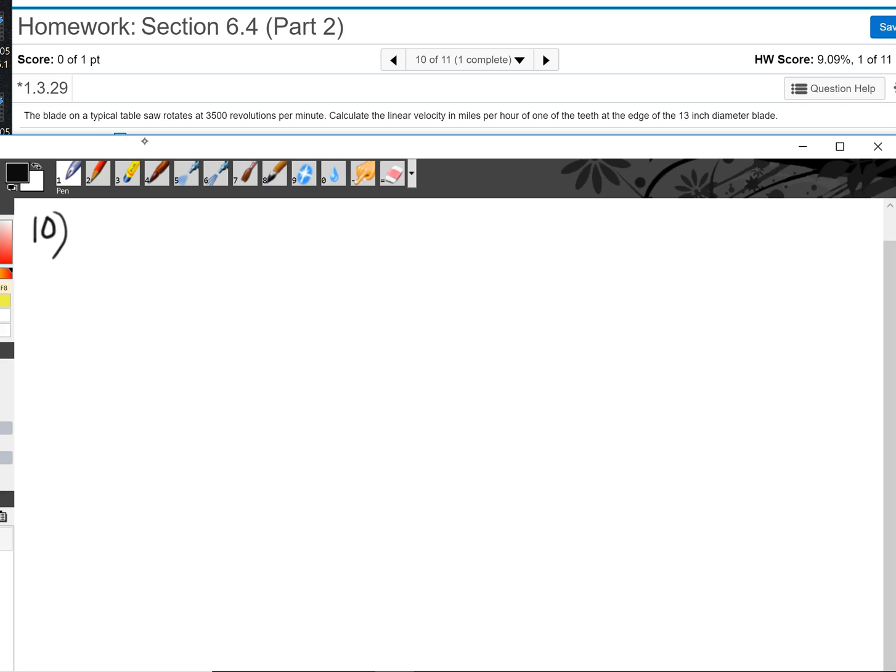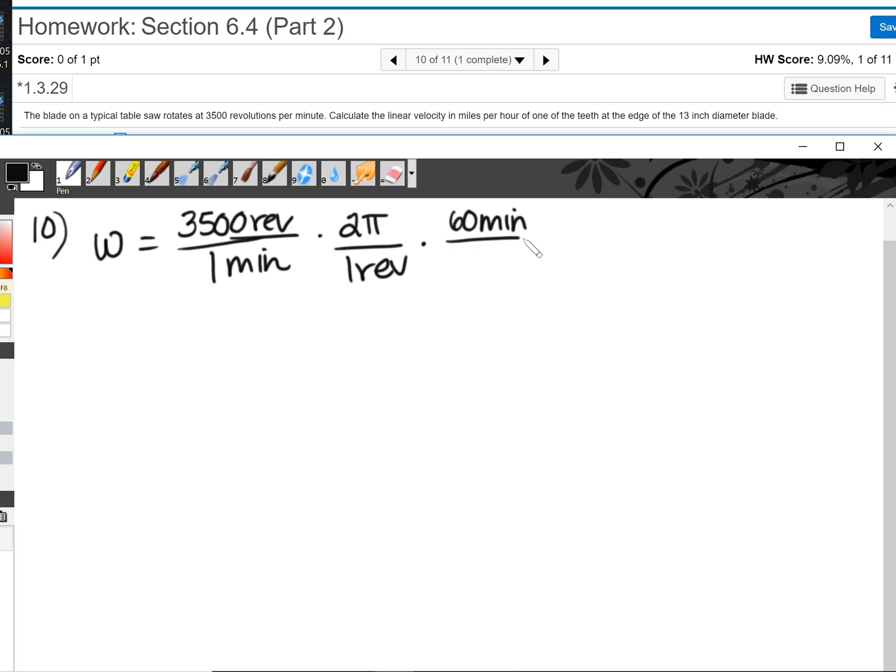So what do we know? The blade rotates at 3,500 revolutions per minute. So that's omega, right? So we have 3,500 revolutions per 1 minute. I want to get to miles per hour, so let's go ahead and change the minutes to hours. But what else do I know? I know that there are 2 pi radians in 1 revolution. And then there are 60 minutes in 1 hour, right? Wow, this is going to be a large number.